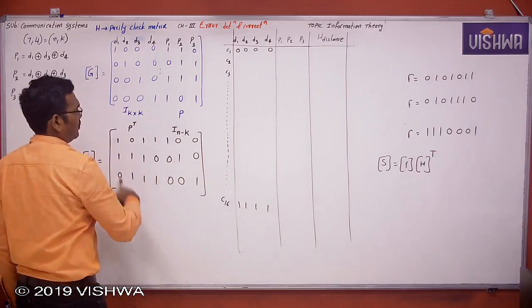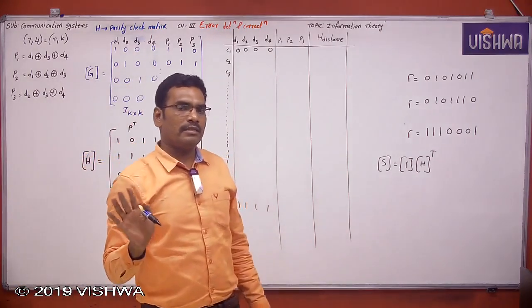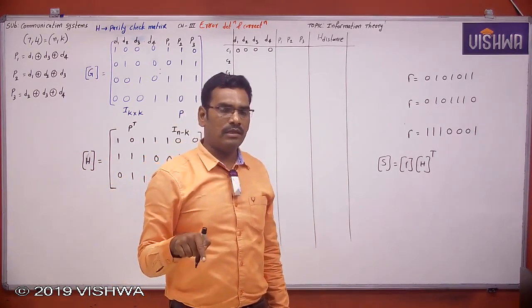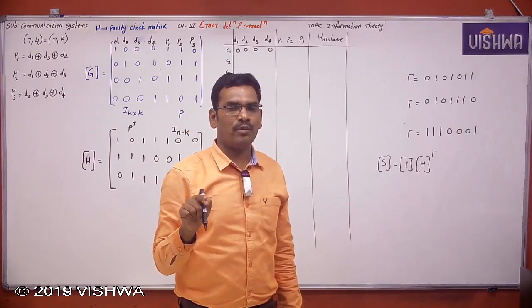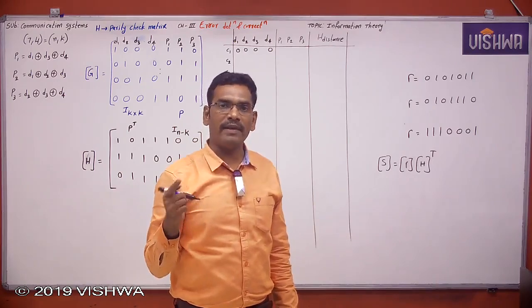Now take the transpose. If the syndrome matrix is equal to 0, there is no error in the received code. If the syndrome matrix is not equal to 0, there is an error in the received code. Now see in which particular row of H transpose the syndrome value appears. That particular bit position is in error, so modify that particular bit.